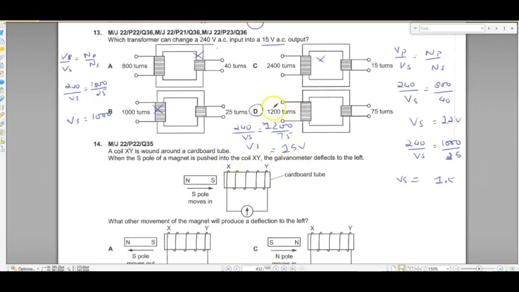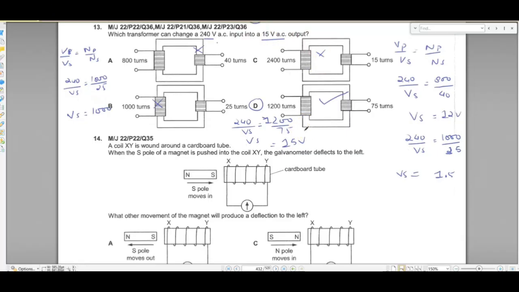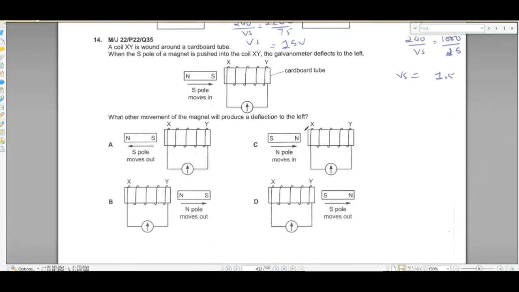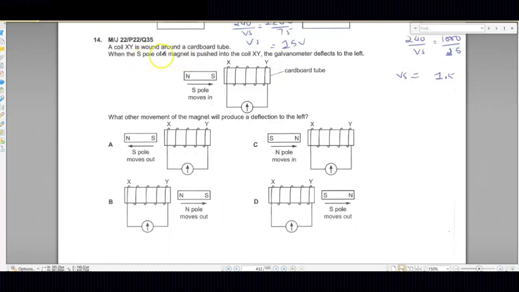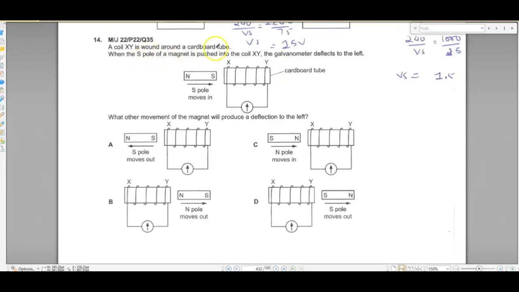Okay. So this is the transformer that is going to change 240 volts input to a 15 volt output. Okay. Hope you understood the concept. Question number 14. Coil XY is wound around a cardboard tube. When the south pole of the magnet is pushed into the coil XY, the galvanometer deflects to the left. Okay. What other movements of the magnet will produce a deflection to the left?